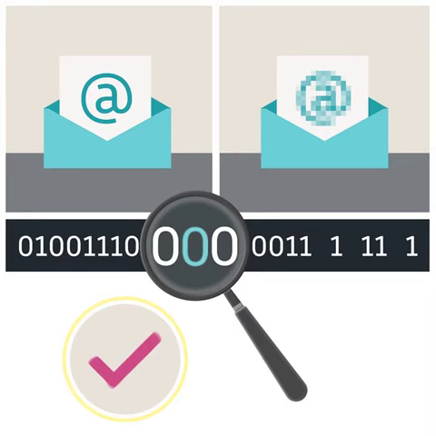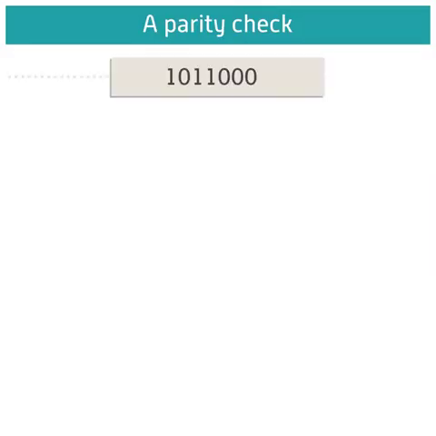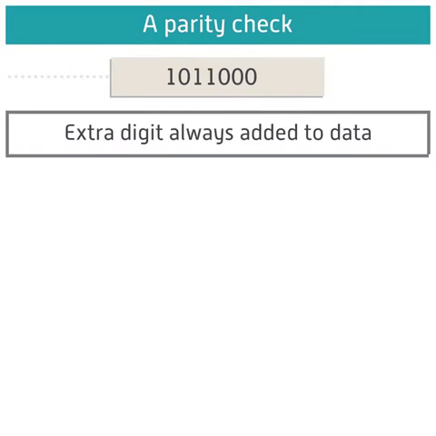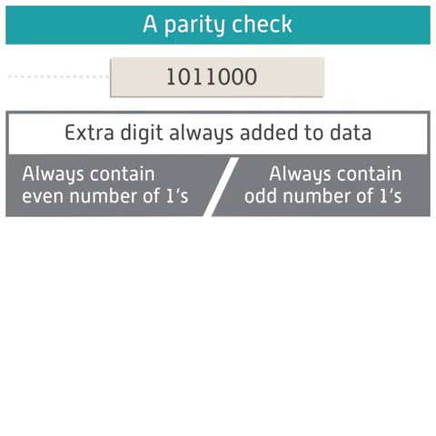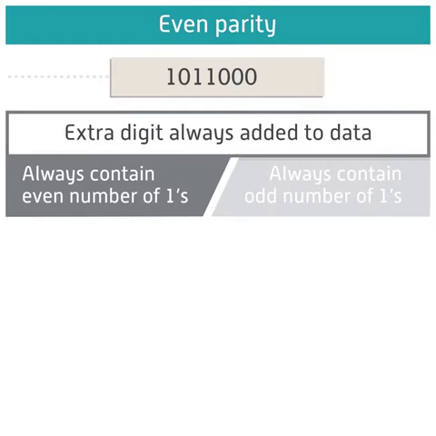The simplest method is called a parity check. When data is transmitted in the form of a string of binary digits, an extra digit is added to make data always contain an even number of ones, or always contain an odd number of ones. Let's look at even parity.